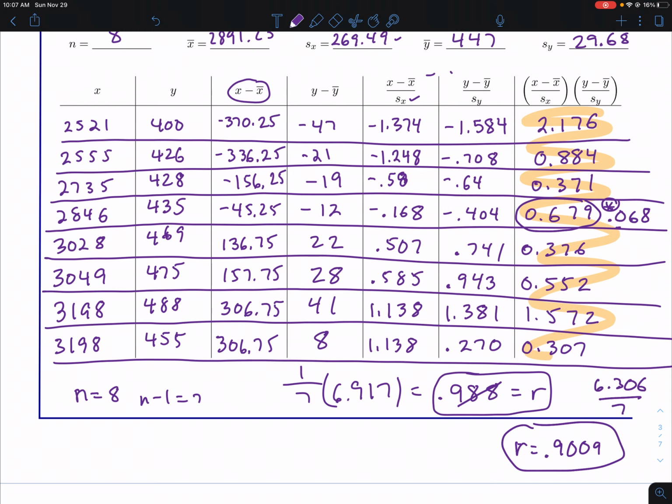So in this case, if you add up all these, we would now get 6.306 divided by 7, which gives us this R value of 0.9009. This will be off by a little bit because I rounded a bunch. In reality, we should try not to round that much at all, but in this case, I rounded just to make life a little bit easier.